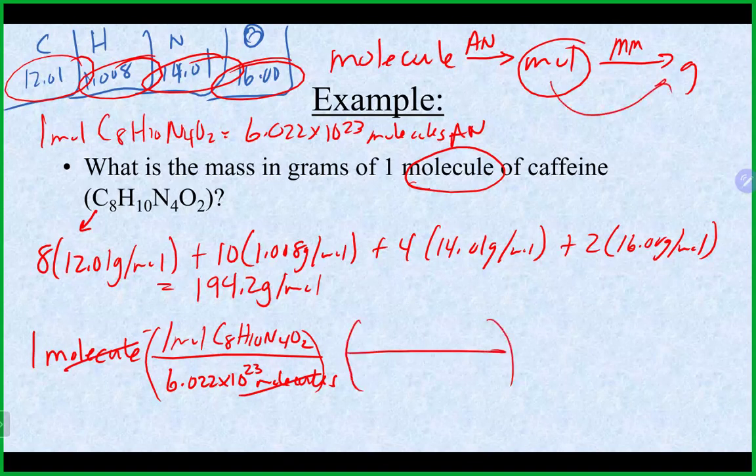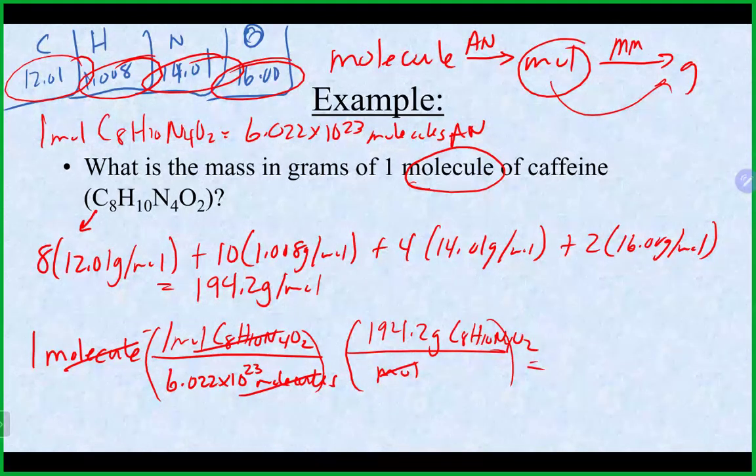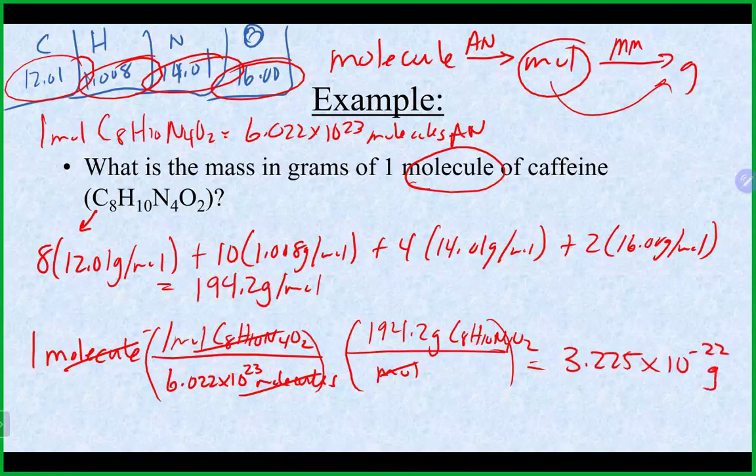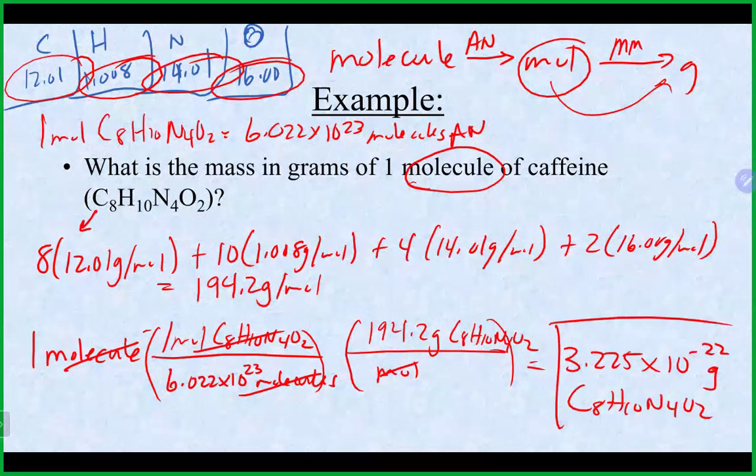I can see that my moles are up on top, so I do want the moles from my molar mass on the bottom. The moles here will cancel. We're going to basically take 194.2 and divide it by 6.022 times 10 to the 23, and we'll end up with something like 3.225 times 10 to the minus 22 grams of our caffeine in this case.